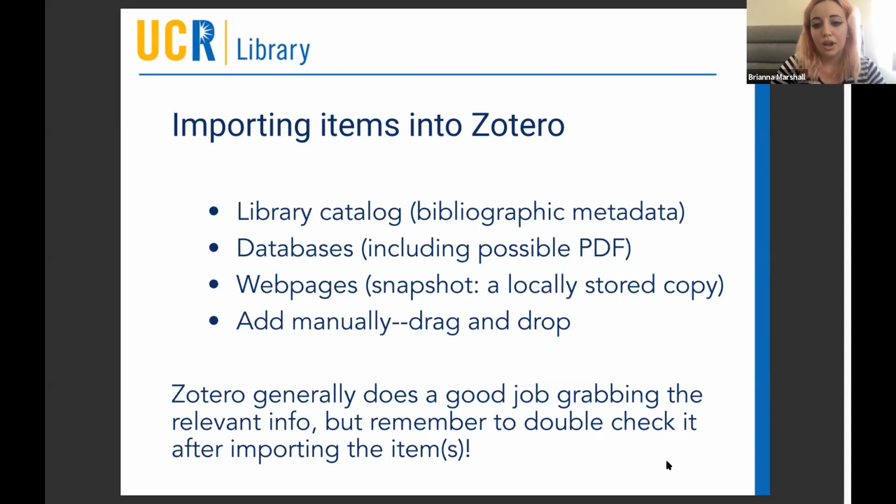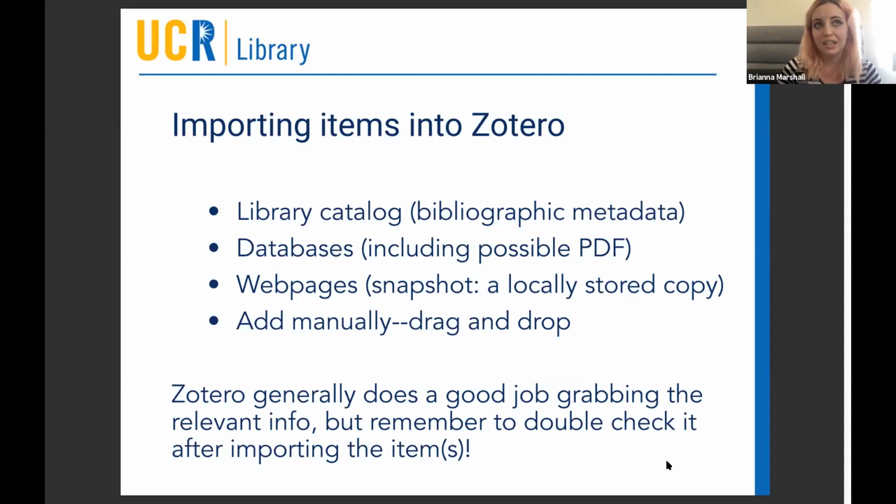So Rachel is going to talk through that, but these are a few examples of the places that Zotero can automatically import from. Our library catalog, it's able to read the bibliographic metadata and just pull it right into the library. Databases, with many databases, it can also grab that associated PDF, again, through the plugin that I talked a little bit about. It can make snapshots of web pages and locally store a copy of that web page in addition to potentially picking up some other metadata.